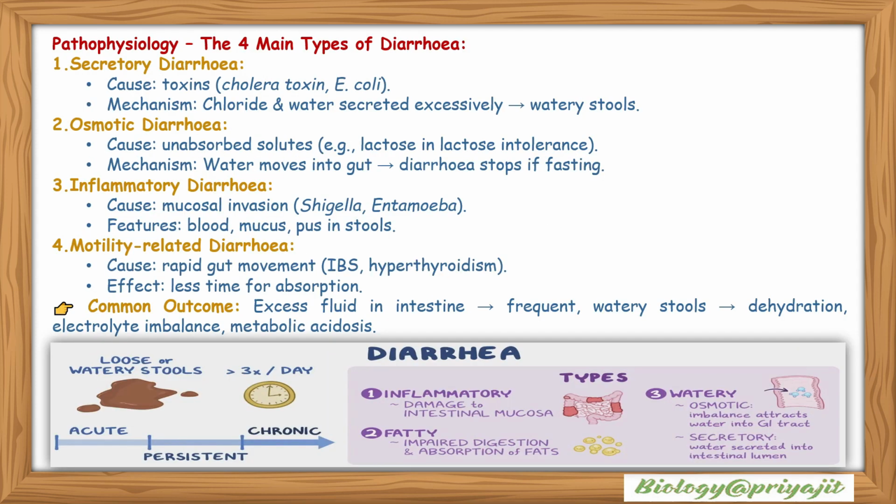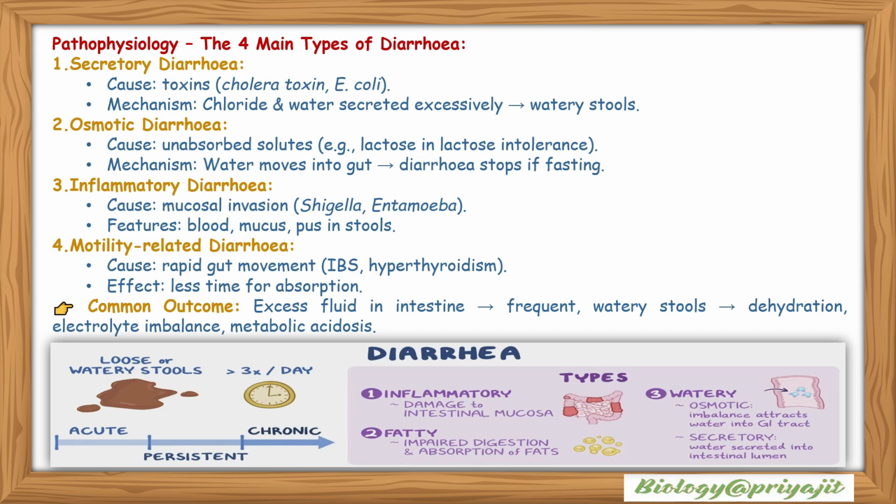Pathophysiology: basically there are four main types of diarrhea. Secretory diarrhea, which is caused by toxins such as cholera toxin or E. coli. Mechanism: chloride and water are secreted excessively, causing watery stools. Osmotic diarrhea is caused by unabsorbed solutes, like lactose intolerance. Mechanism: water moves into the gut, and diarrhea stops with fasting.